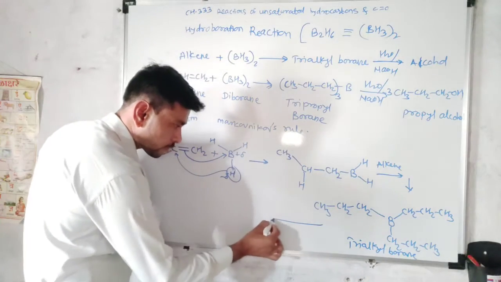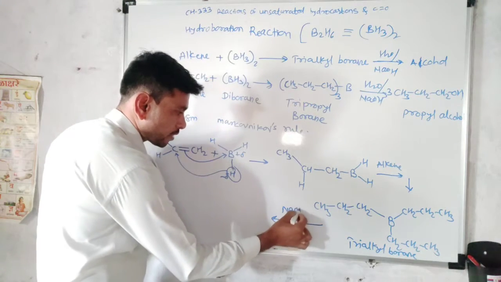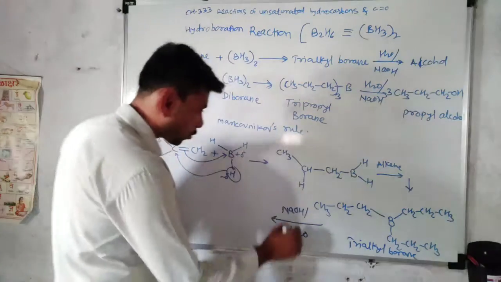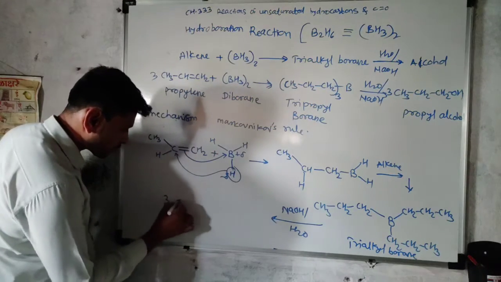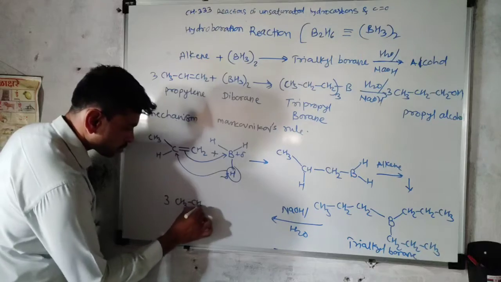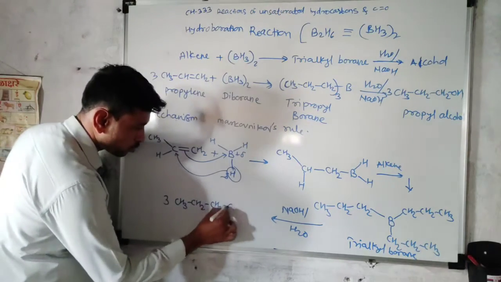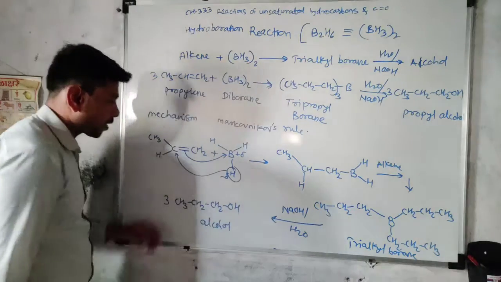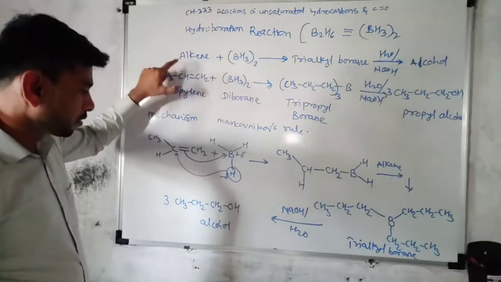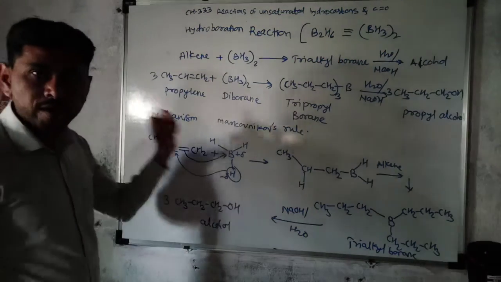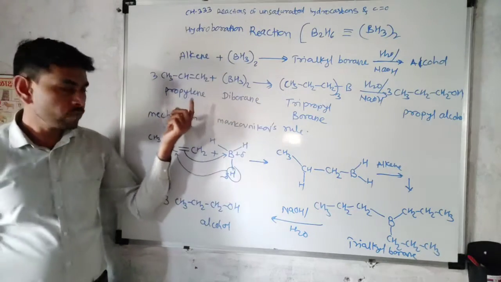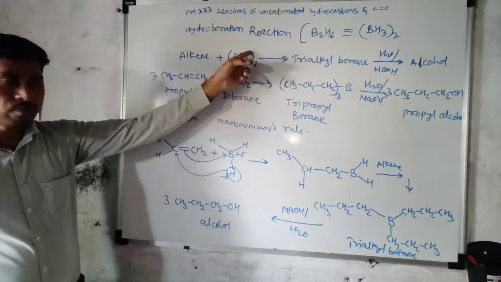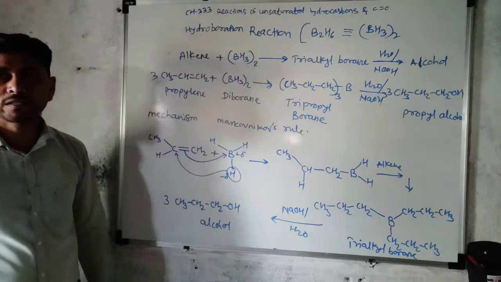This trialkyl borane, when further reacted, undergoes removal of boron and attachment of OH, and that's why we obtain 3 moles of CH3CH2CH2OH. So alcohol is obtained in the process, and indirectly, from alkene we obtain alcohol. So hydration of alkene takes place via diborane. So this is the hydroboration reaction.